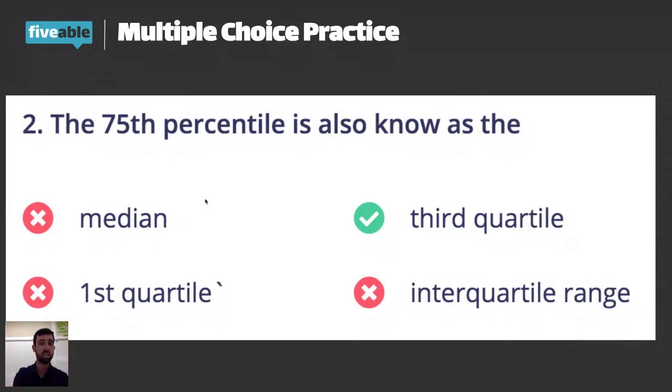So once again, the median is the 50th percentile. The third quartile is the 75th percentile. And the first quartile is the 25th percentile. Let's move on to our next multiple choice. Again, at any point, please stop and ask a question below.